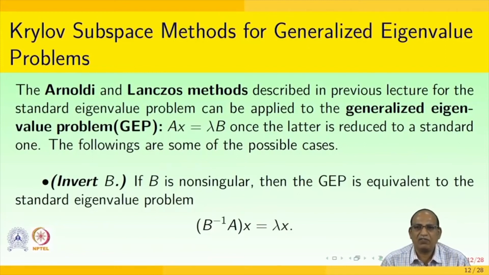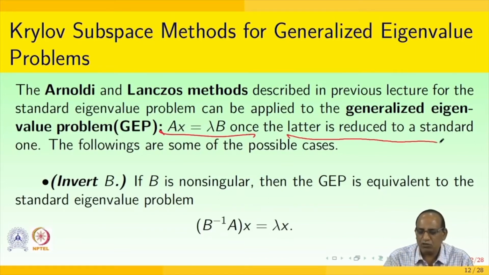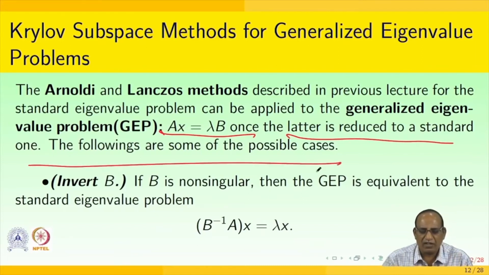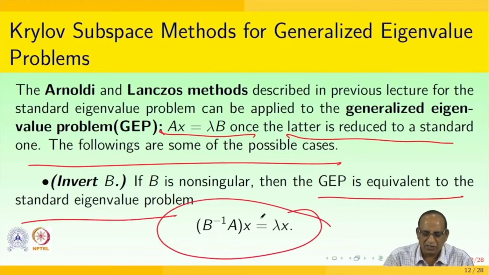Krylov subspace method for the generalized eigenvalue problem. The Arnoldi and Lanczos methods described in the previous lecture for the standard eigenvalue problem can be applied to the generalized eigenvalue problem Ax equal to lambda Bx, once the latter is reduced to a standard one. The following are some of the possible cases. If B is non-singular, then the GEP is equivalent to the standard eigenvalue problem, that is B inverse A x equal to lambda x.